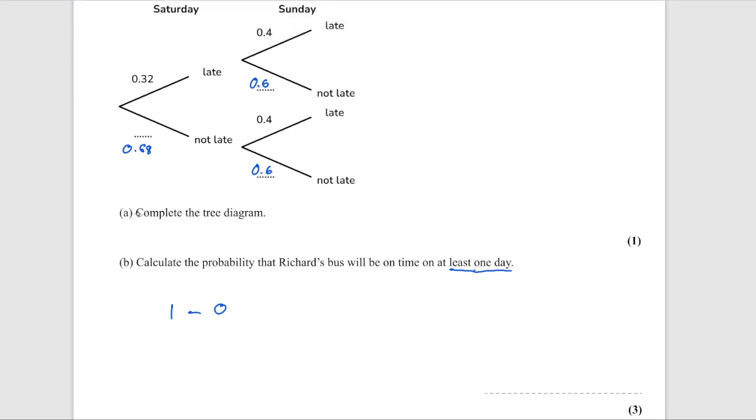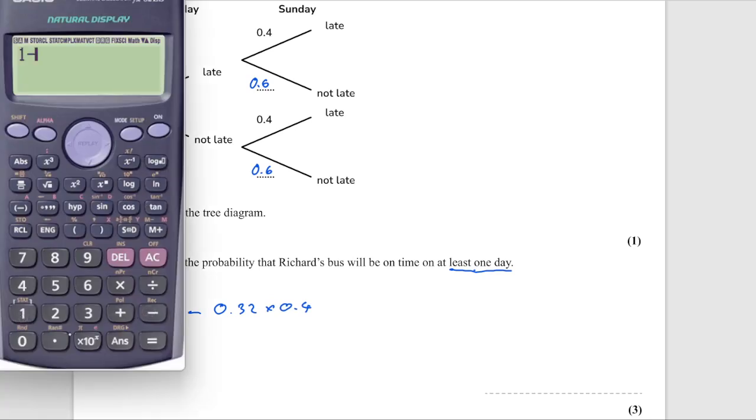Calculate the probability that the bus will be on time at least one of the days. So I've done that it won't be late. So on time is the top branch, 0.32 times by 0.4. So that's going to be 1 minus 0.32 times by 0.4. So that's going to give me 0.872.